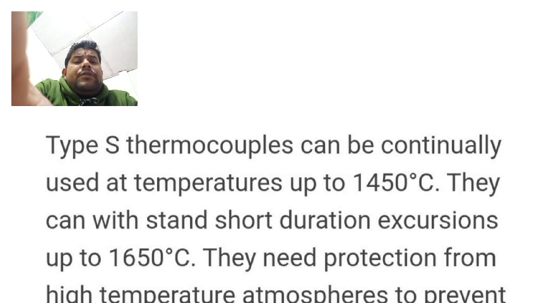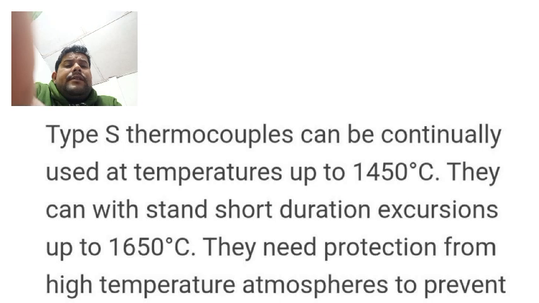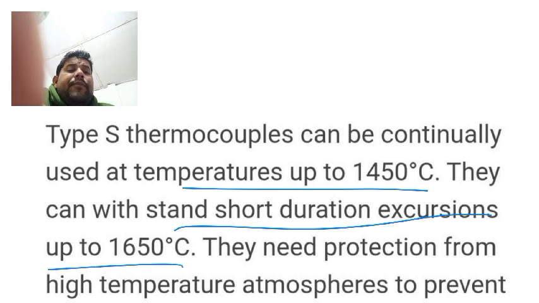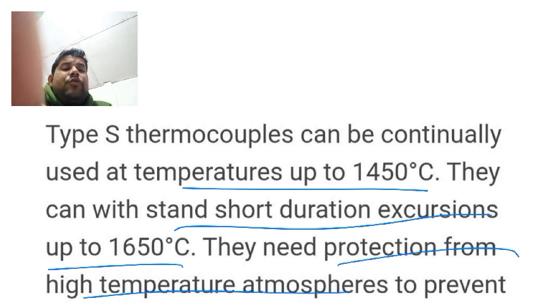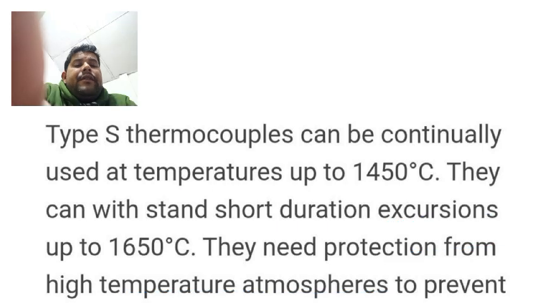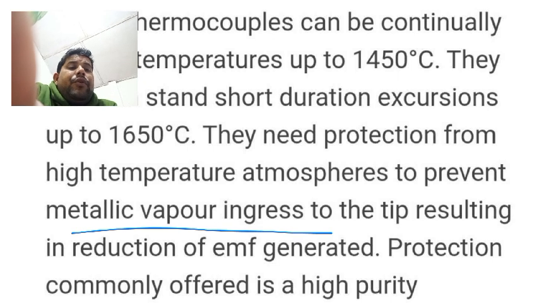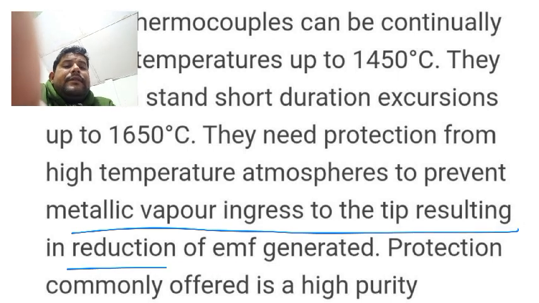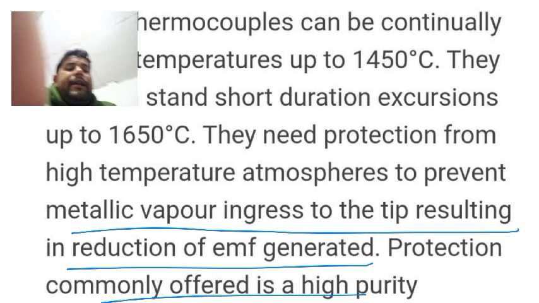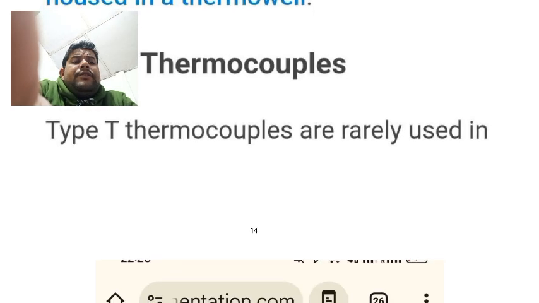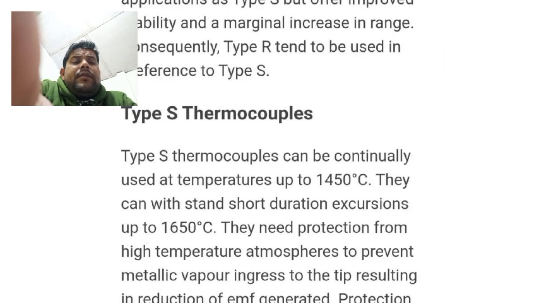The S-type thermocouple has a continuous use temperature range up to 1400 degrees Celsius. S type is generally 1400. It can be used for short duration excursions up to 750. They need protection from the higher temperature atmosphere to prevent metallic vapor reaching the tip, resulting in reduced EMF. Protection is commonly offered in high purity. Next, the T-type thermocouple is rarely used.